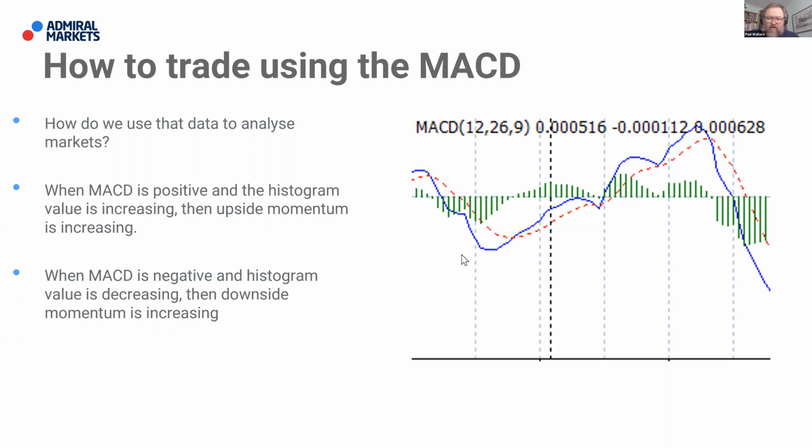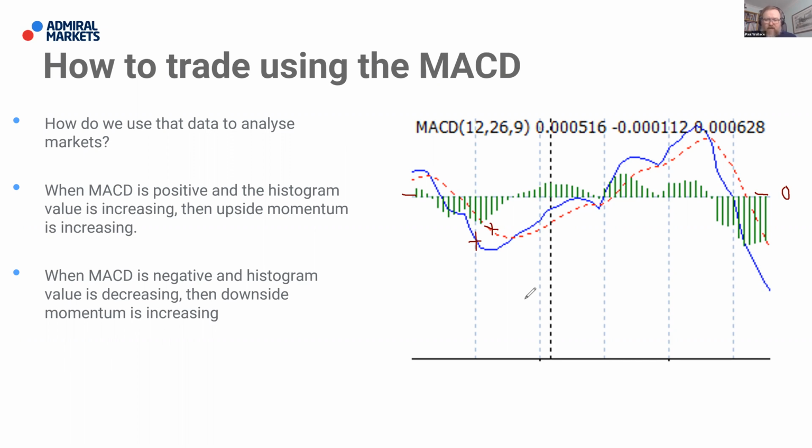So here, if we just draw this tool here, we can see that the 12 and 26 moving averages are negative, because they're beneath this 0 line that you'll see when we look on the main charts, and also the histogram value is decreasing as well, and that is what tells you that downside momentum is increasing. You'll normally see that reflected in price, and we'll put it all together in a few slides' time.